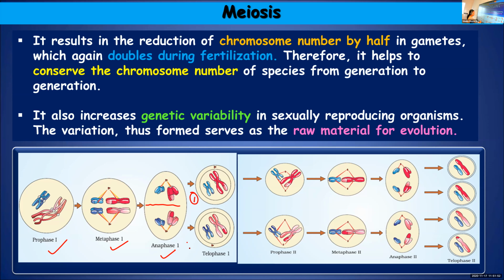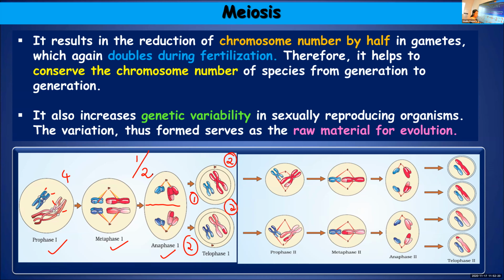And if you compare the number of chromosomes, here we had 4 chromosomes: 1, 2, 3 and 4. But the daughter cells are having only 2 chromosomes each. So the chromosome number is reduced to half in the daughter cells. And then each of these cells will enter into the prophase 2 stage.